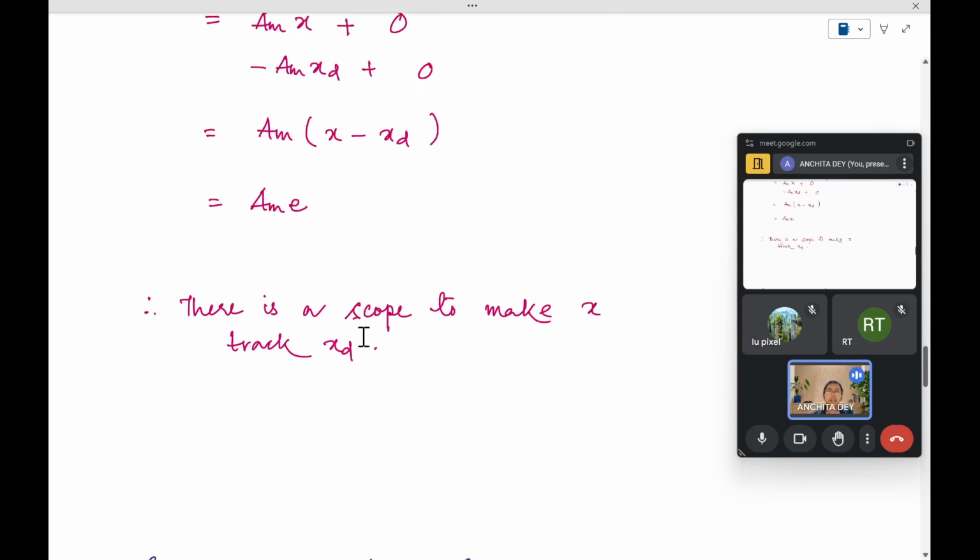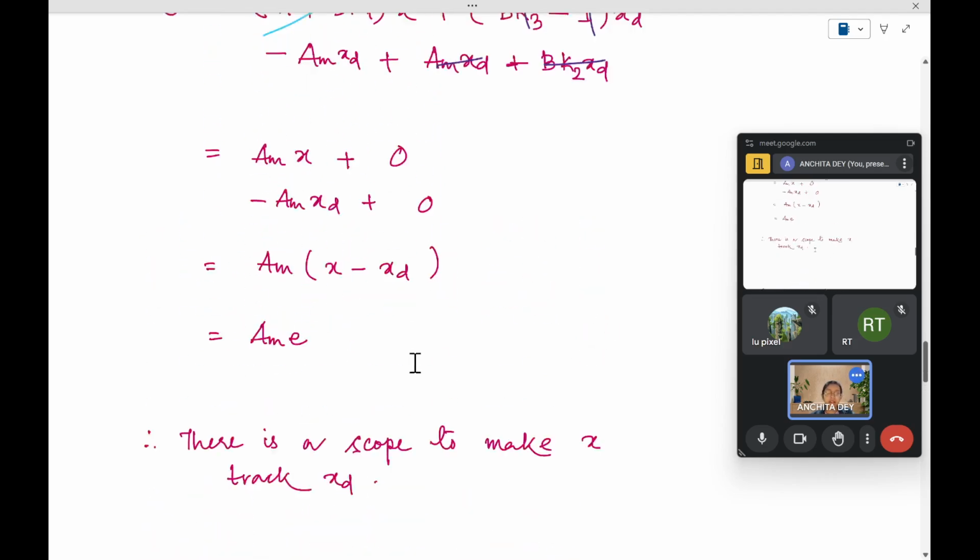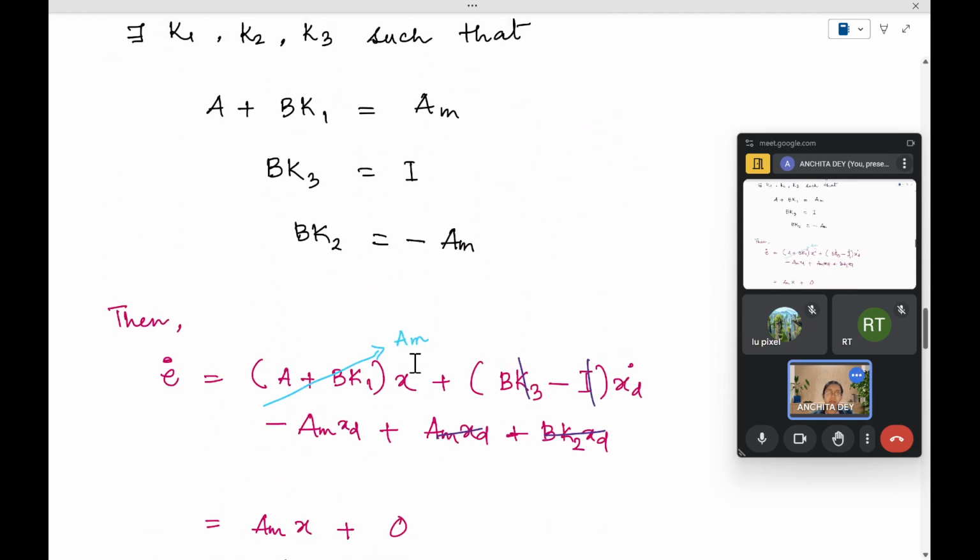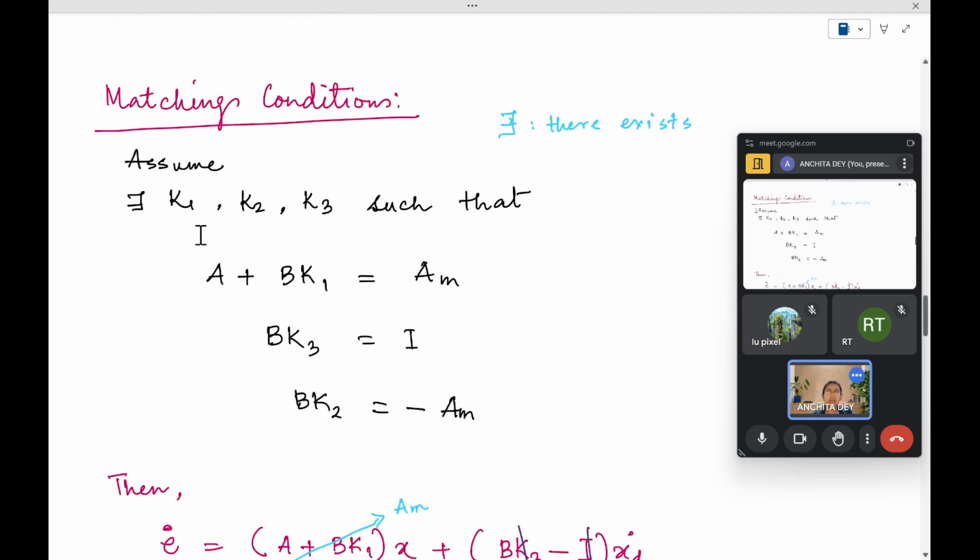So this means there is scope to make x track xt. But what's the problem here? The problem is that we designed this K1, K2, K3 assuming that we have the knowledge of A and B. But in practice, we do not have the knowledge. We do not know what A and B are, and that's why we go for these adaptive parameter learning laws.